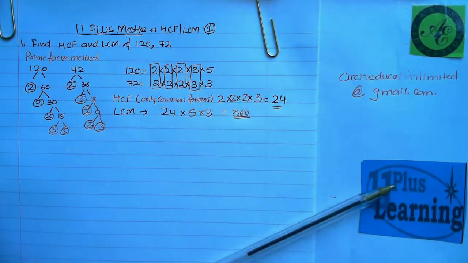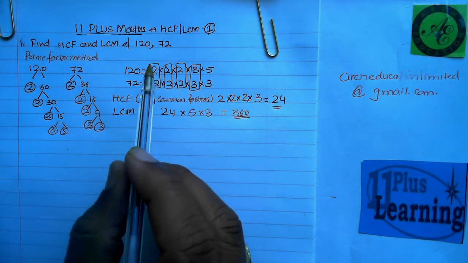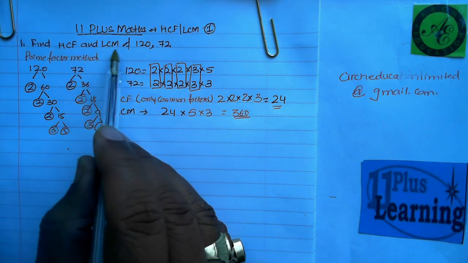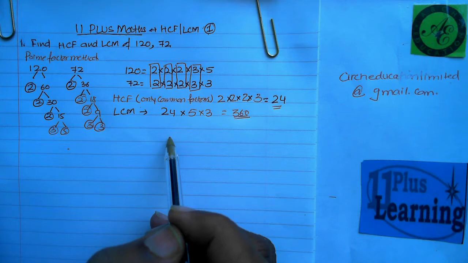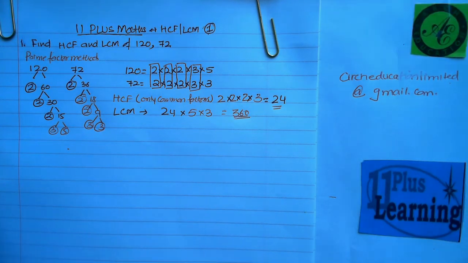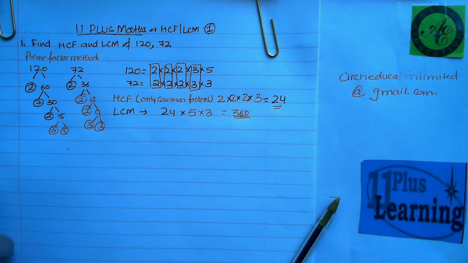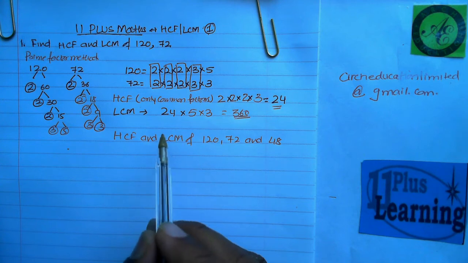Now the trouble is, if they ask you to find the HCF and LCM of 3 numbers, this method can be very lengthy and very troublesome. So I'm going to teach you another method of finding HCF and LCM of 3 numbers, which can be used for 2 numbers as well. So the question now asks me to find the HCF and LCM of 120, 72 and another number, 48.